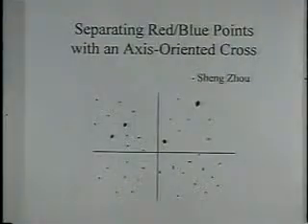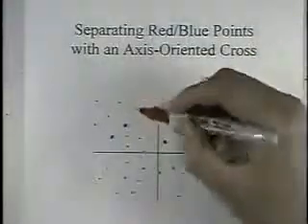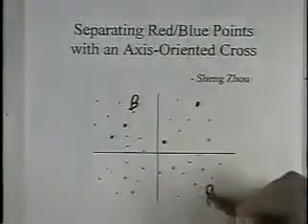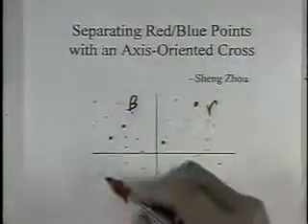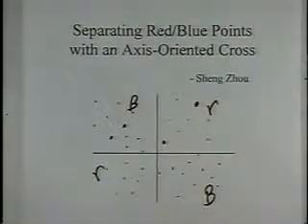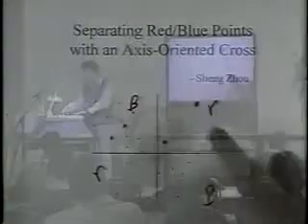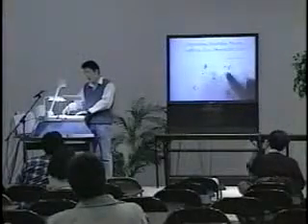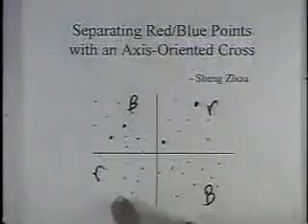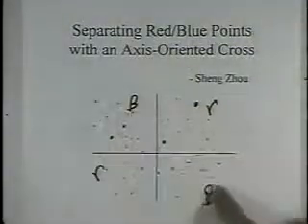Today I will talk about separating red-blue points with an axis-oriented cross. We can see here we have this area blue, and this area red, this area red. We have a set of n points, some red, some blue. We need an efficient algorithm to compute a cross such that all the points in each quadrant are monochromatic. At least red and blue, they are separated.